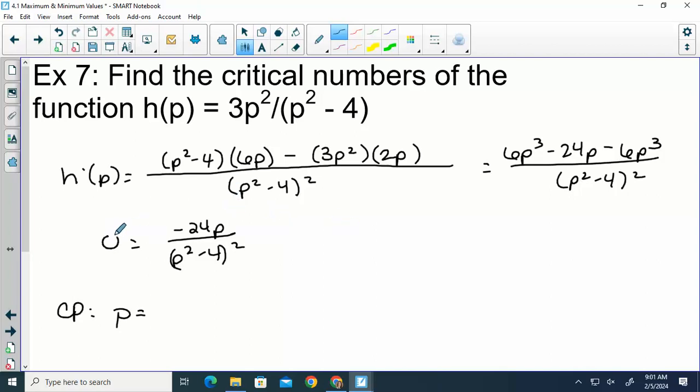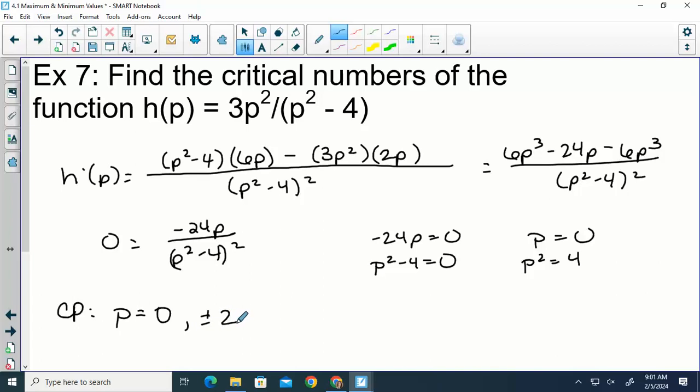If you set this equal to 0, you would have negative 24p equals 0, so we get p equals 0. We also have to look at undefined, so when does p squared minus 4 equal 0? And that would give us plus and minus 2. So this one had 3 critical numbers. We can't find the max and min because I didn't give you an interval here. I was just wanting those places where you could have maxes and mins.